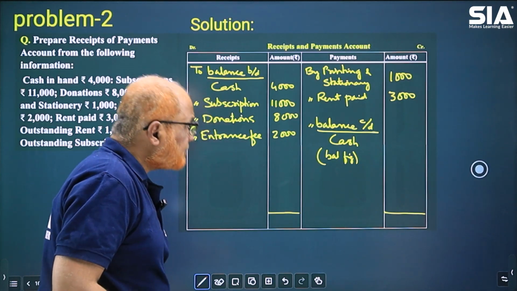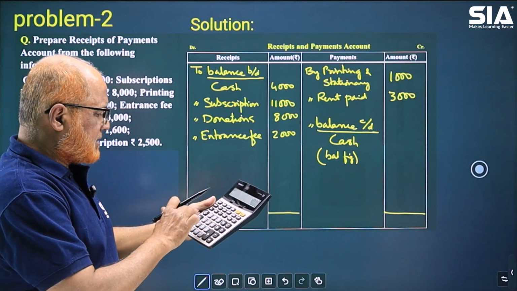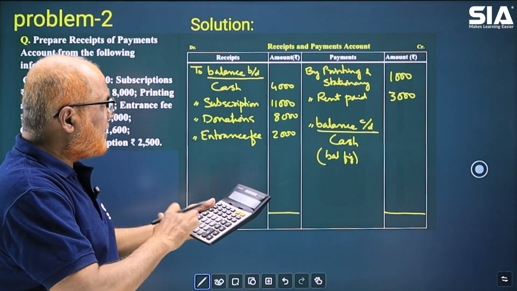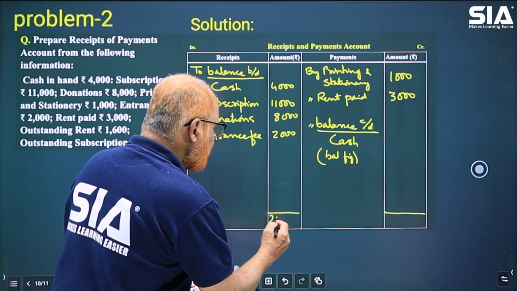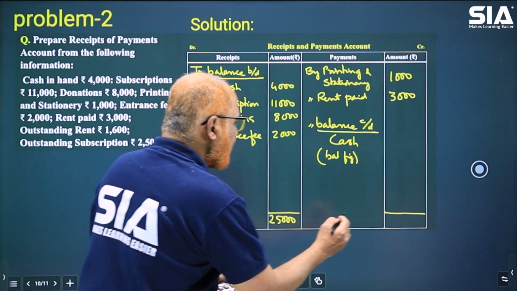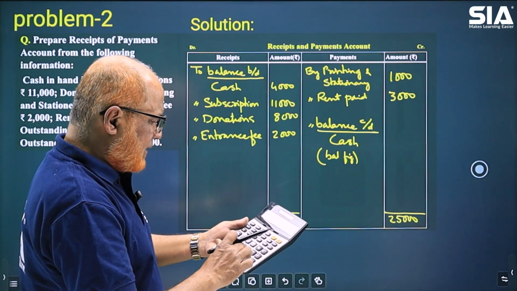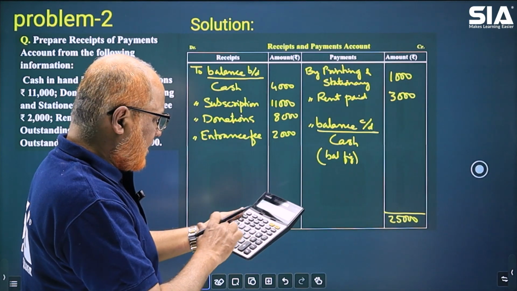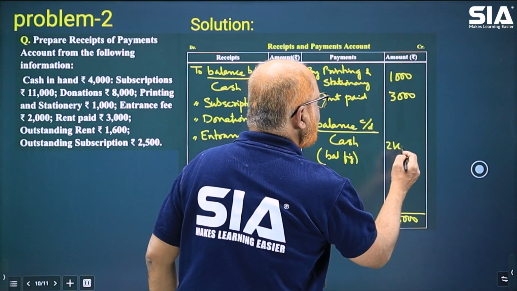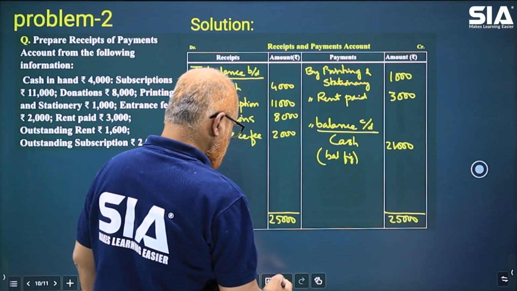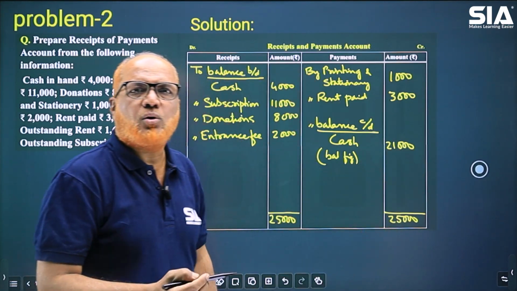This is the balancing figure, which is not given in the problem. We are finding it. So take the total on the debit side, that is 4,000 plus 11,000 plus 8,000 plus 2,000. The total comes to 25,000. 25,000 is the total on the debit side. 25,000 minus 1,000 minus 3,000 is equal to 21,000. So 21,000 is the closing cash balance.